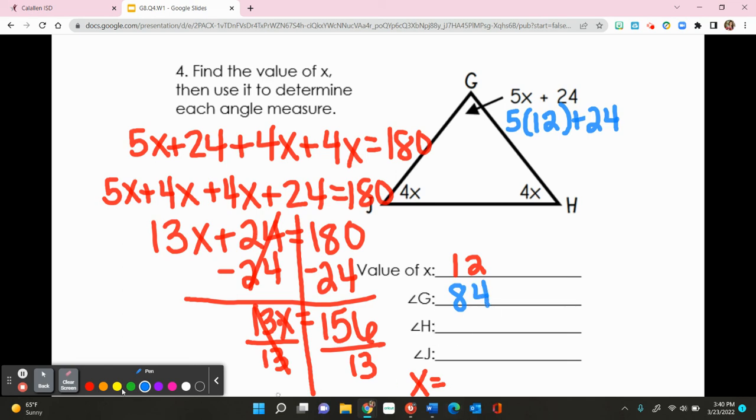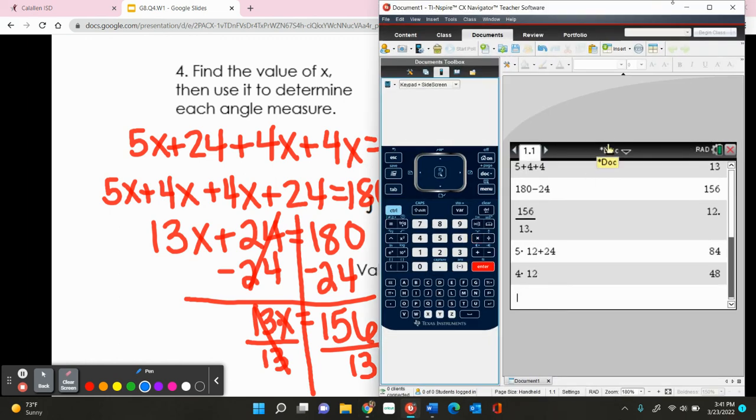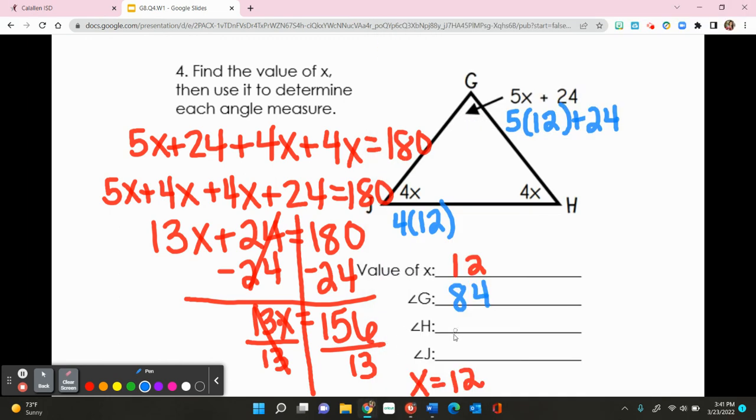Then for angle H is 4x. So again, I'm going to substitute x for the value of x, which again is 12. So here, 4 times 12 is going to be 48. So here, angle J is 48. And angle H, again, we have 4x. So 4 times 12, which again is 48.